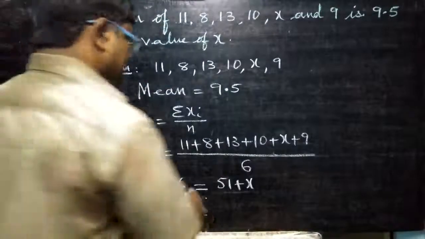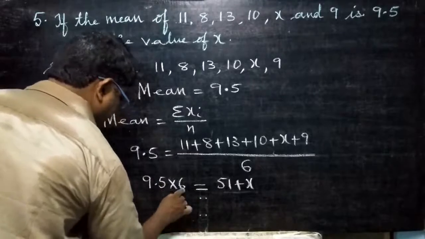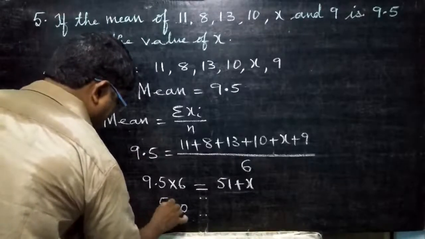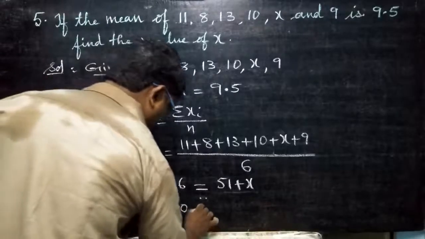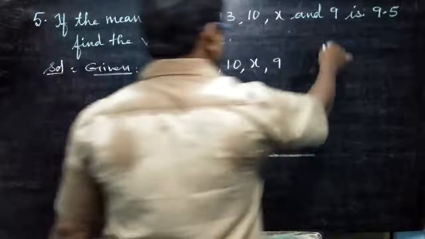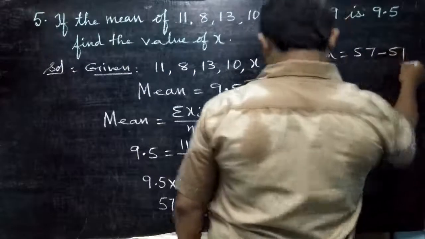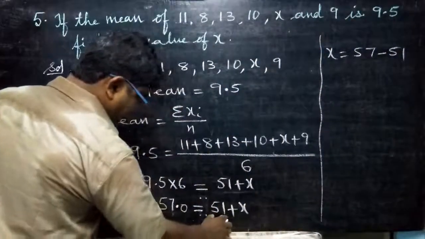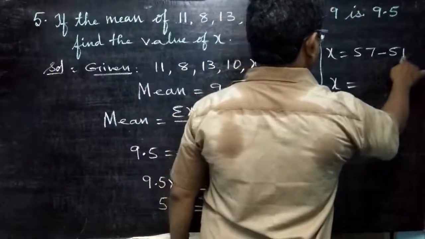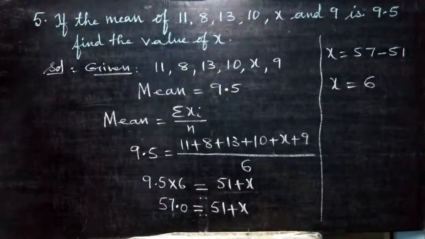Now multiply here. 6 5s are 30, 0, 3 is there. 6 9s are 54, 54 plus 3 is 57. That is equal to 51 plus x. Now we are going to find x. Keep x here only; plus 51 comes to this side as minus 51. So x is equal to 57 minus 51, which is 6. They told us to find the value of x. We got the value of x as 6.